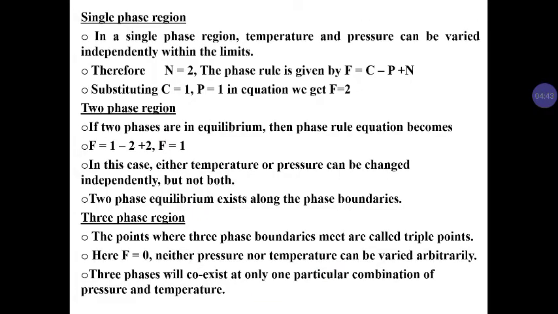If we predict the degrees of freedom as we calculated for the binary systems, for a single phase region F equals 2. We know the formula F equals C minus P plus N, where here N is 2, since there is variation of temperature as well as pressure. In alloy systems we consider the pressure to be constant, but in a one component system the pressure variation is considered. So N is 2 and the component is 1 because it is only iron, so the degrees of freedom is 2. For a two phase region the degrees of freedom is 1, and for a three phase region the degrees of freedom is 0.